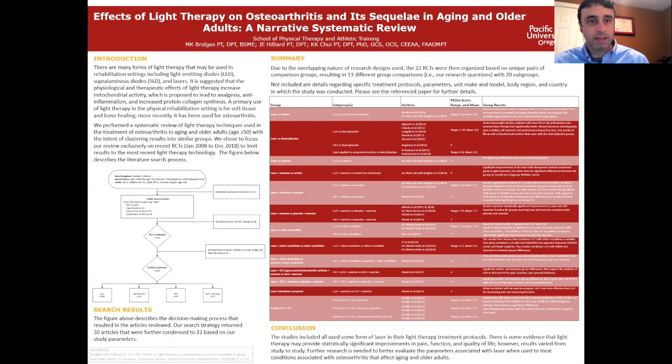As you can see, our poster is titled Effects of Light Therapy on Osteoarthritis and its Sequelae in Aging and Older Adults, a Narrative Systematic Review. I'm Mike Bridges, the head author here, and with help from Jeremy Hilliard and Kevin Choi, a part of Pacific University. We initially set out to look at the effects of light therapy on osteoarthritis and its symptoms in those individuals who would be categorized in the aging and older adult population, so anyone over 50 who was suffering from symptoms related to osteoarthritis.